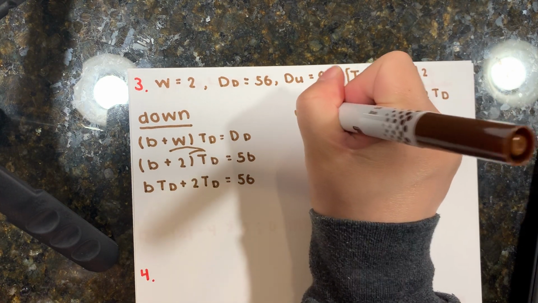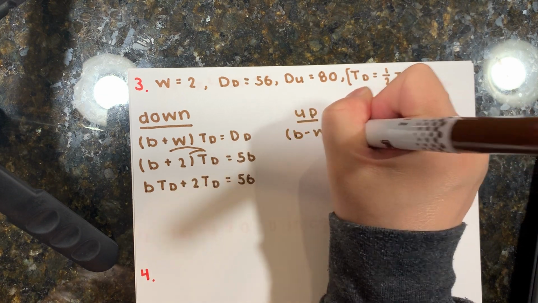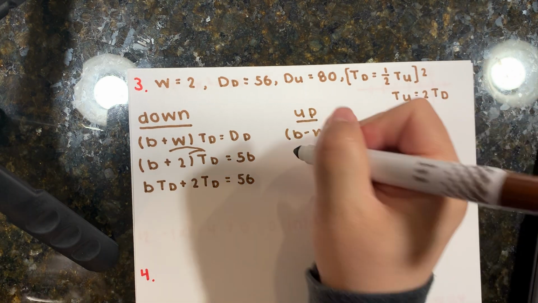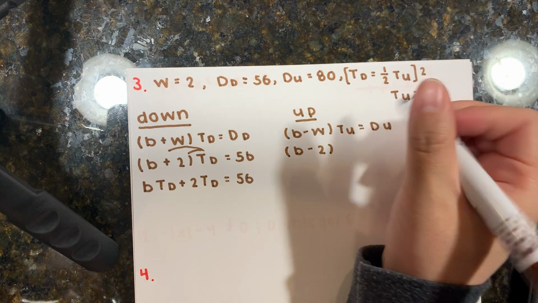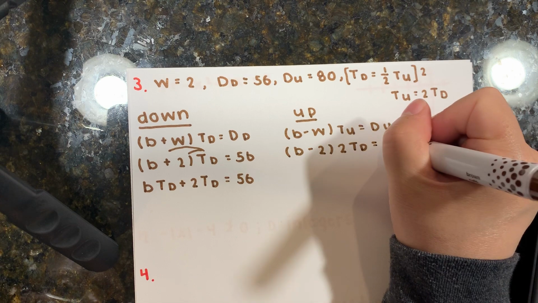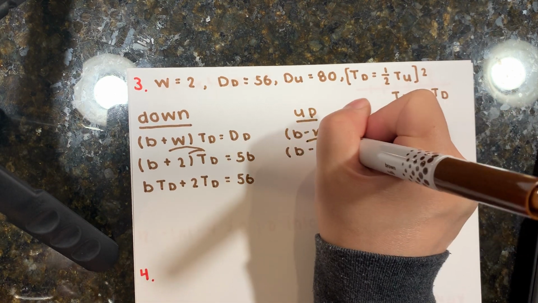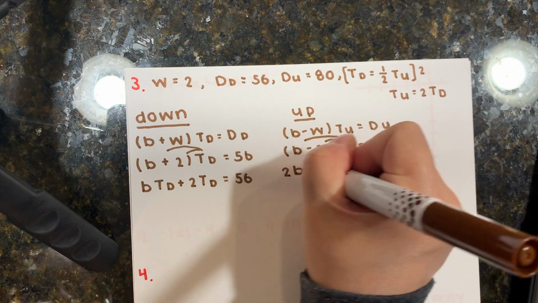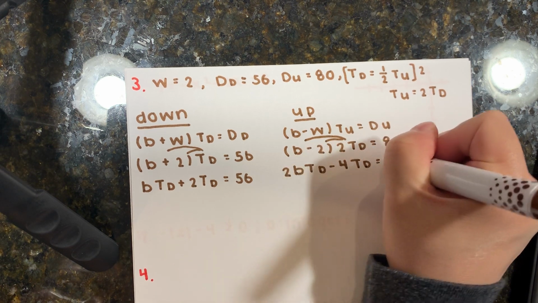Now my upstream equation is going to be the same thing, except it's going to be B minus W times TU equals DU. So it would be B minus 2 times 2TD equals 80. And I'm going to distribute the 2TD. So that would be 2BTD minus 4TD equals 80.